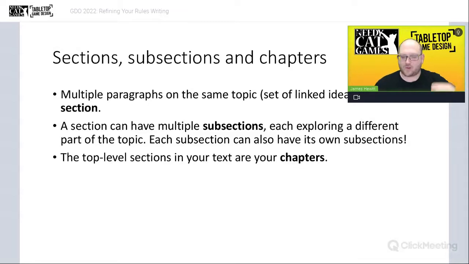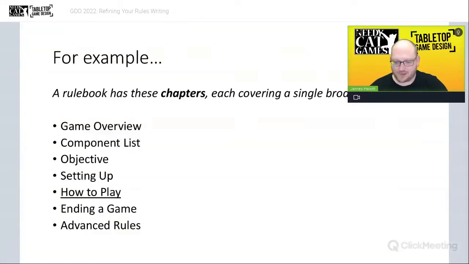And you can think of your top level sections, the ones that are not subsections themselves, because of course subsections can also have subsections, as the chapters for your book. Even if you're not literally dividing it into chapters like a novel, it is very useful to think of your rulebook in terms of chapters, because that will help you organize your thoughts. We're going to do some work at the end on how to generally organize your chapters in a logical order.